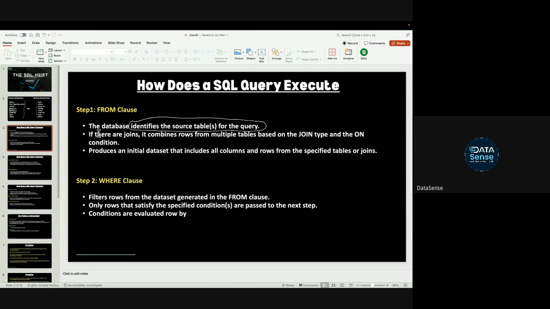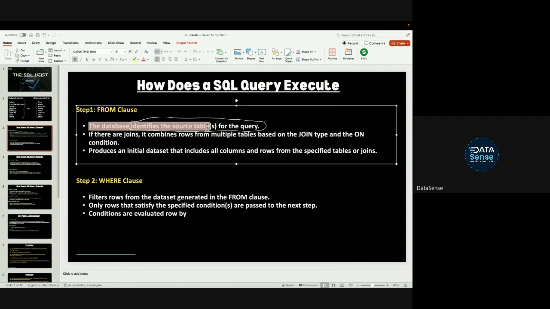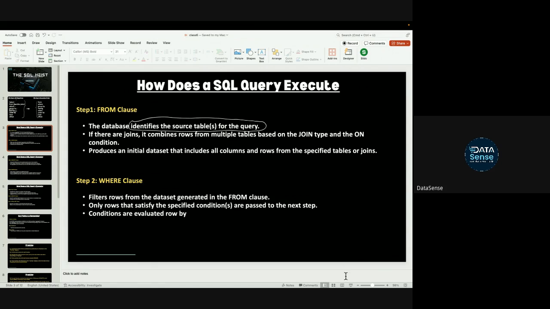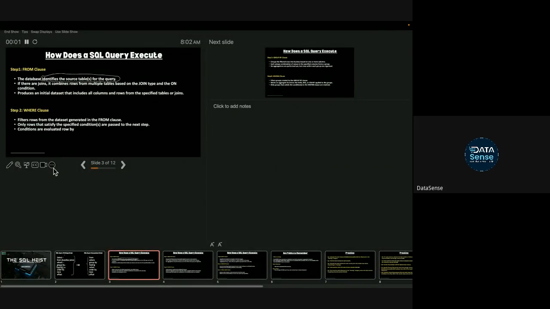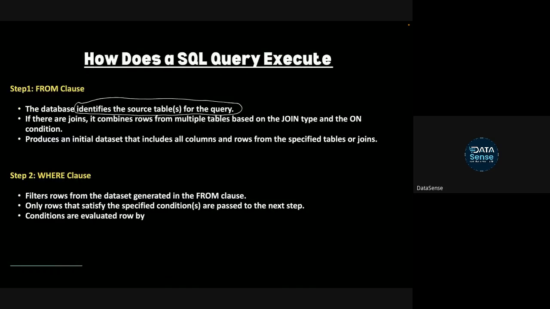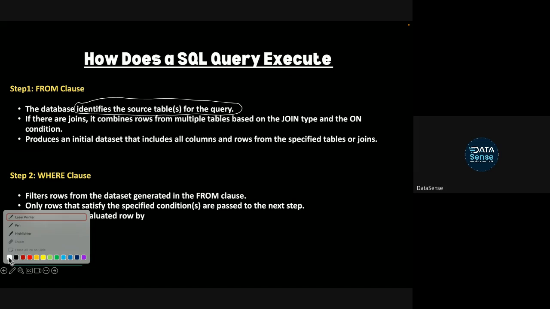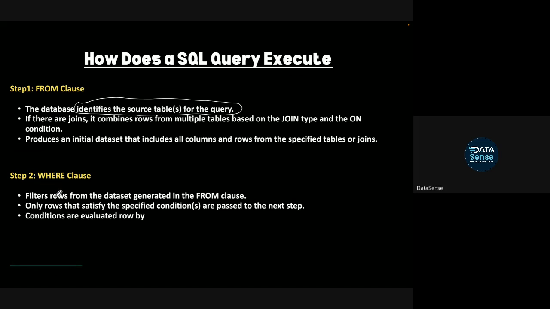Once it has got the whole database, what does it do? The database identifies the source table and produces an initial data set that includes all the columns and rows from the specified tables or joins. This is very important, as I mentioned. All good? After that, it is going to filter the rows. Right now it has access to all the variables present in the data set, so it will filter the rows from the data set generated in the from clause. Whatever where condition you write, it applies to the whole database.